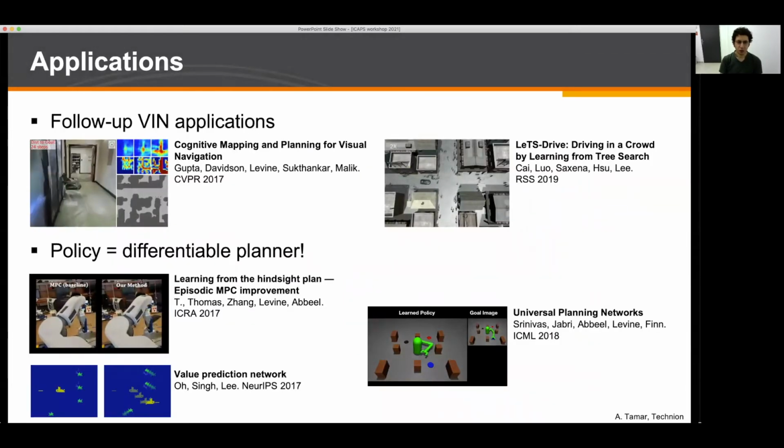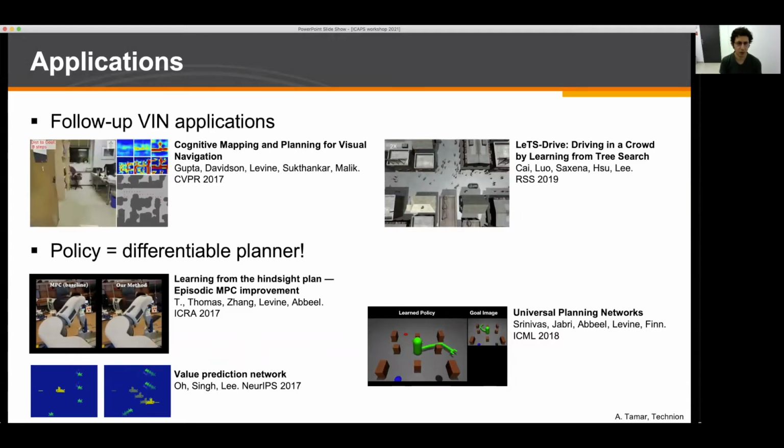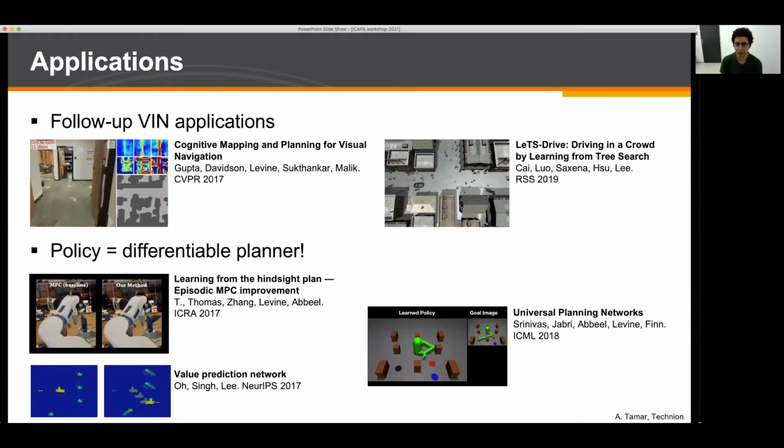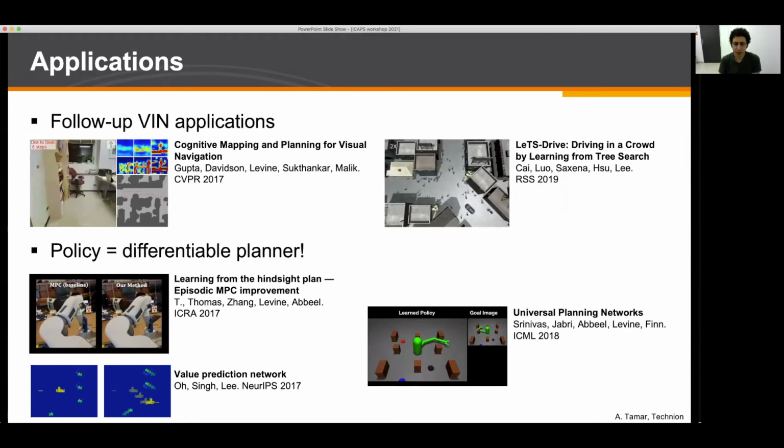This idea is actually more general. So you can think of different differentiable planning algorithms that you can backpropagate through and embed in types of neural networks. Several follow-up applications included navigation in a first-person view and driving in a crowd. And we backpropagated through model predictive control, and other groups used different planning algorithms in different problems. The main takeaway is that this is kind of an inductive bias. If you know something about the relevant planning problem, you get much better generalization.